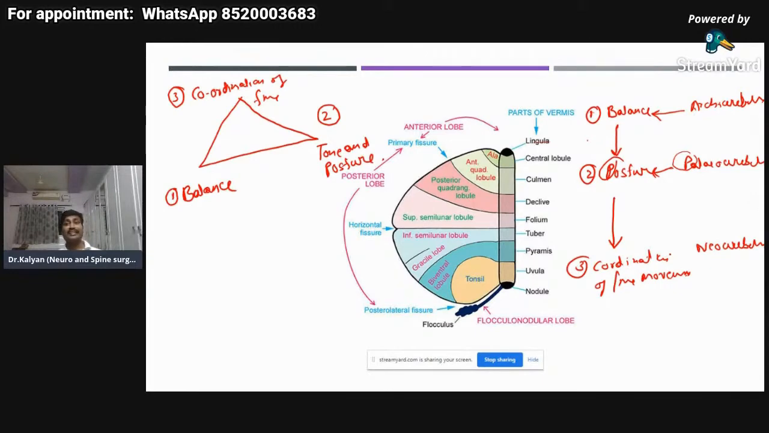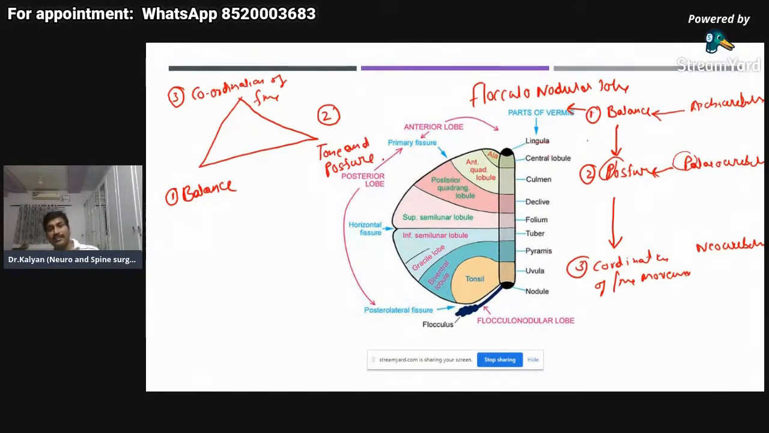Now, what is the archicerebellum? I've told you there are three lobes. When you want a highly developed function, the size of the lobe should be the highest. When you have a primitive function, the size of that lobe is the lowest. So which is the smallest lobe? The smallest lobe is the flocculonodular lobe, which is also known as the archicerebellum, and its main function is balance.